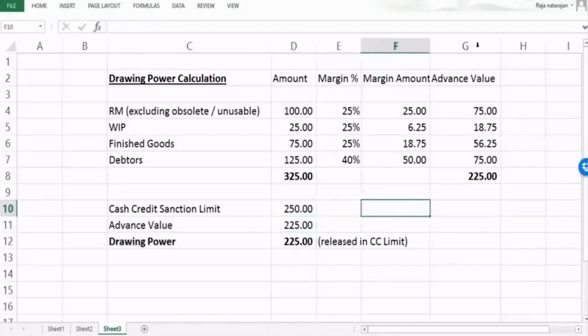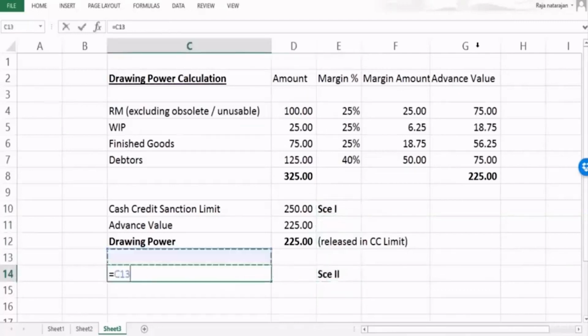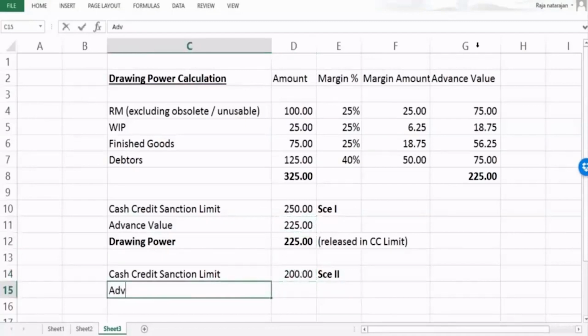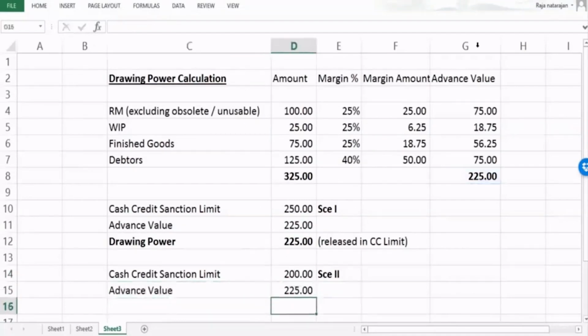Or just imagine a scenario, let's say scenario 2. Okay, this is scenario 1. We'll have scenario 2 where we'll say that the cash credit sanction limit is 200 million. Then you have the advance value. What is the advance value? It is 225 million. So now which amount will be released?